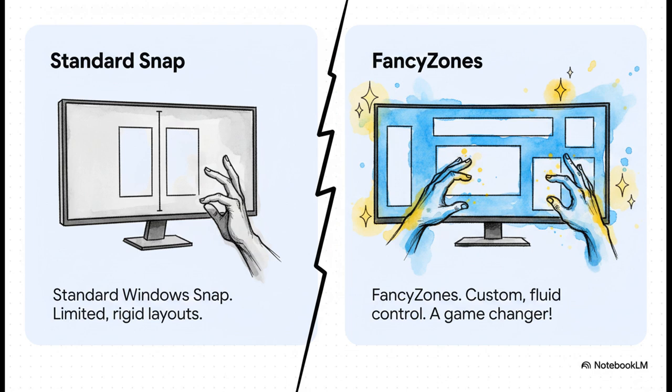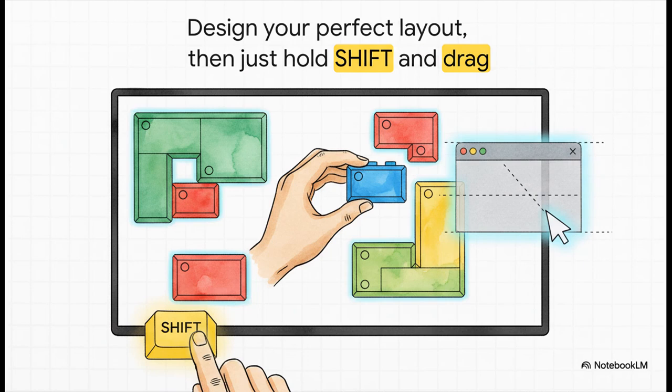Look, we all know the standard Windows snap feature, right? You drag a window to the side, it fills half the screen. It's okay. It's good. But FancyZones, that's a whole different ballgame. Just imagine creating your own custom layouts for your screen. Any shape, any size.